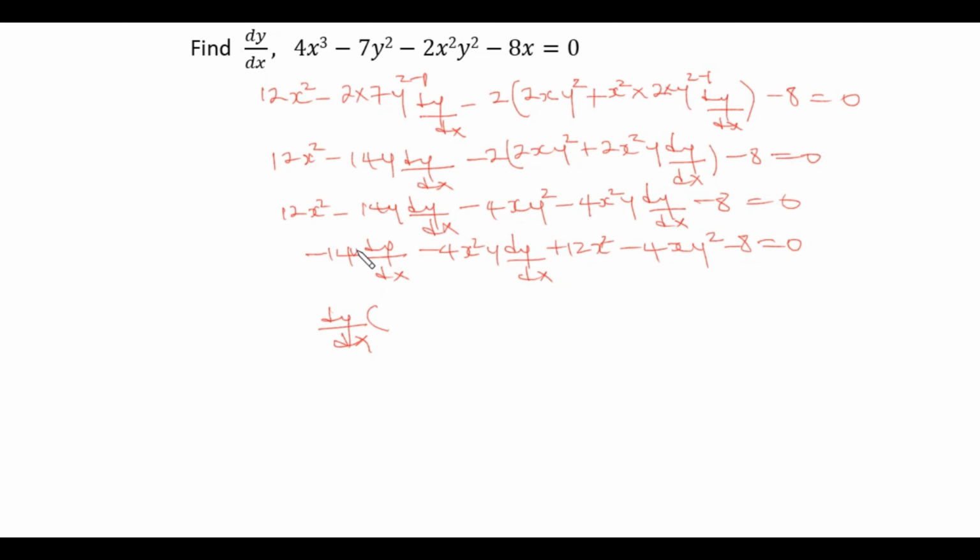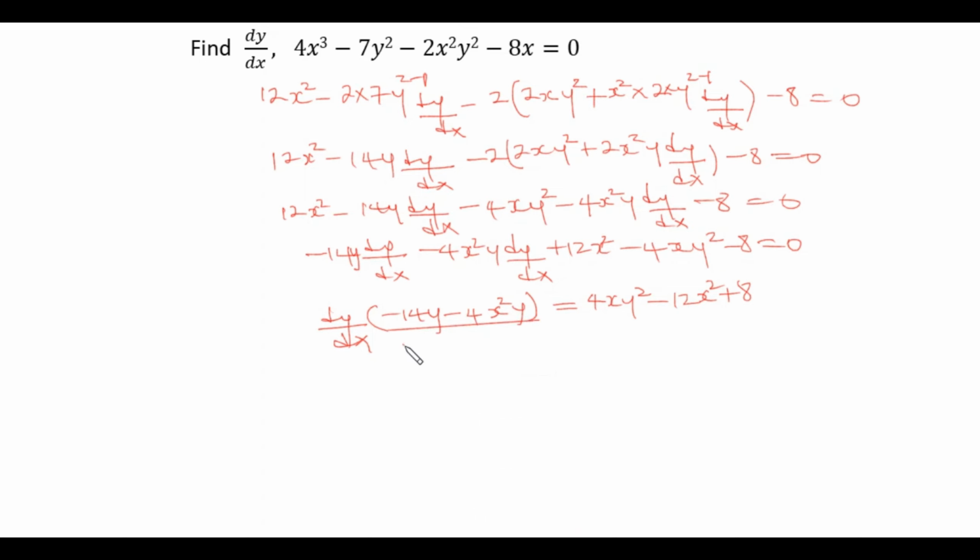Remember, there is 14y here. This is minus 14y minus 4x squared y, and then the other terms go over the equal sign and they become positive. This becomes positive, this becomes negative, and this becomes positive. So let's write this one first: 4xy squared, and then this becomes negative 12x squared, and then this becomes positive 8. So we divide both sides by minus 14y minus 4x squared y to get rid of this.